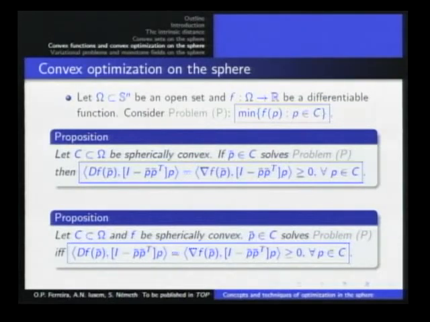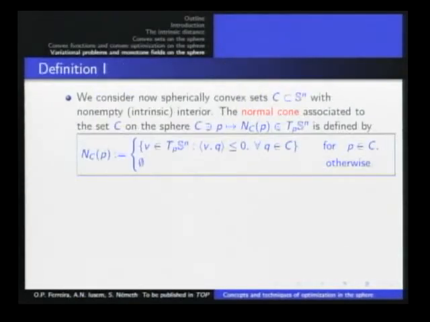And when the function is also convex, the first order conditions, of course, are necessary and sufficient. And here I don't need any qualification. And now, with a convex set with non-empty interior, I define the normal cone in the natural way. It lives in the tangent space.